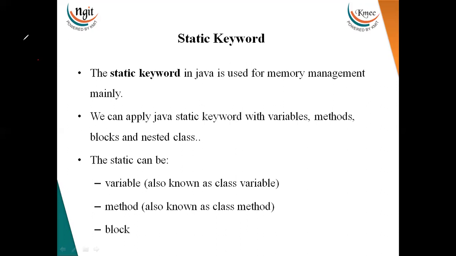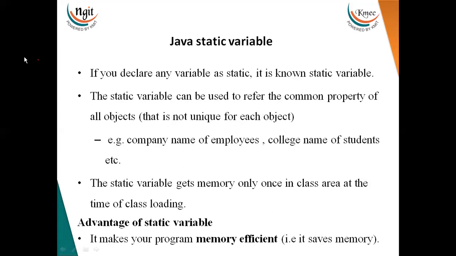Now, sir, first we will cover one by one: static variable, followed by static method, followed by static block. Now coming to the static variable, if we declare any variable as static, then that is called a static variable. So this is one more important point. The static variable can be used to refer to the common property of all objects. In the sense, it is not unique for each object, it is common for every object.